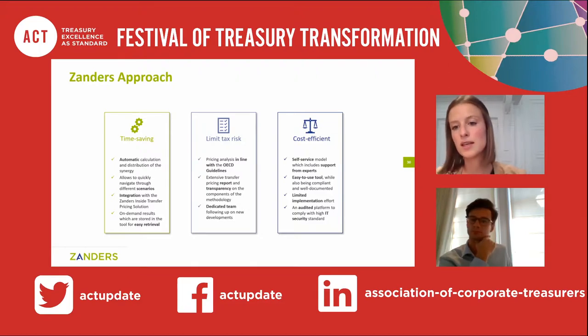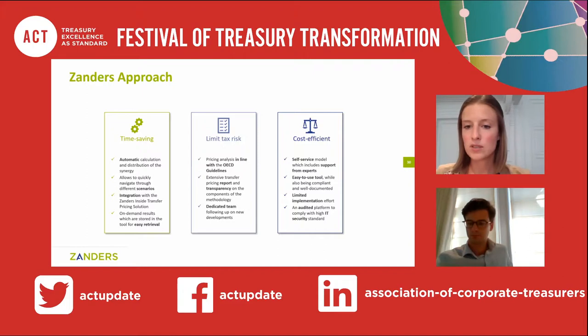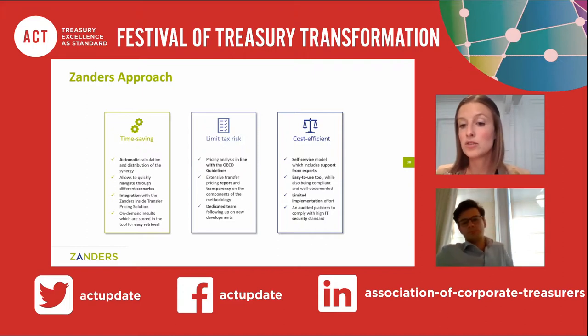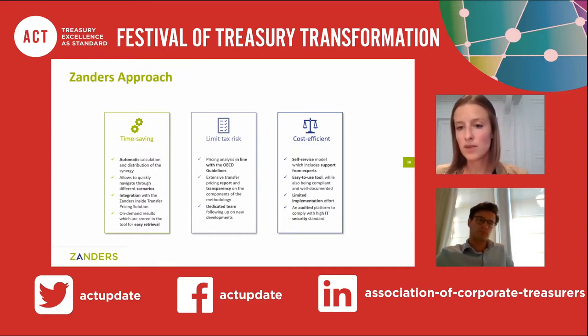A second step is then to automate the process you need to do on a transaction per transaction basis. So especially the rating and pricing process should be automated to the furthest extent possible, also the documentation of that. And so this is really something that Zanders at the moment is already quite strong at. So we have a transfer pricing solution that makes a standalone credit rating, takes into account implicit support, and determines pricing for loans and guarantees.